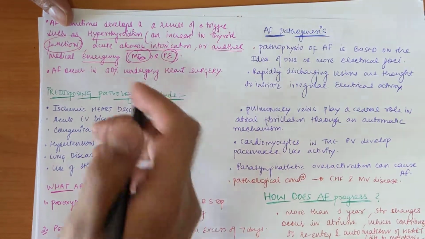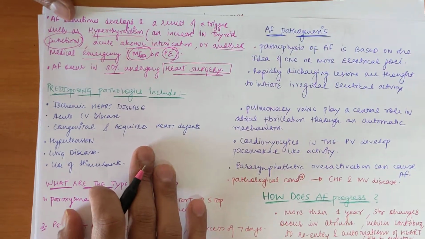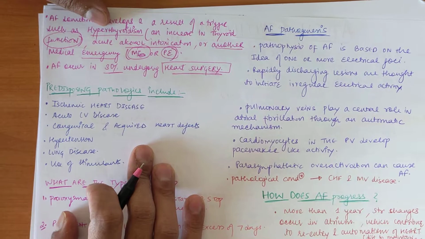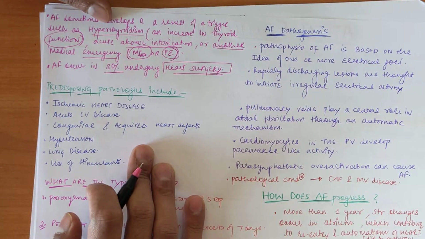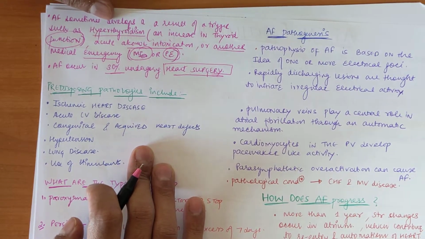Atrial fibrillation occurs in 30% of patients undergoing heart surgery. Patients who have gone through any heart surgery, such as a heart transplant or coil stenting, for example in patients with angina, are at high risk, with 30% developing atrial fibrillation.